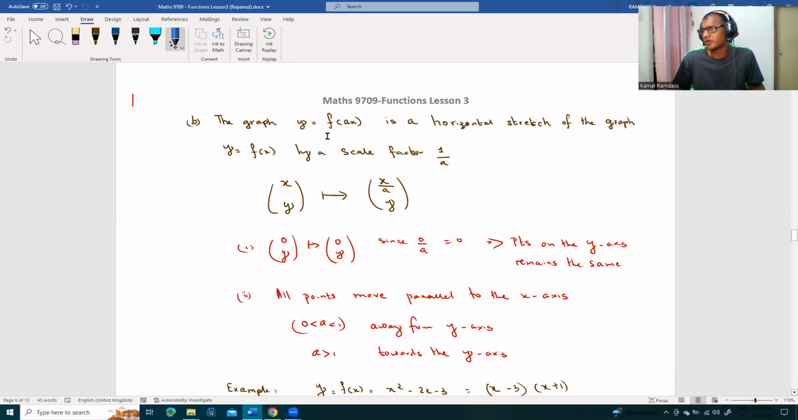So we get the graph of y is equal to f of ax, where the constant is multiplied by x in the argument of the function. This is a horizontal stretch of the graph y is equal to f of x by a scale factor of 1 over a, not by a. That means x becomes x over a, and y stays y.